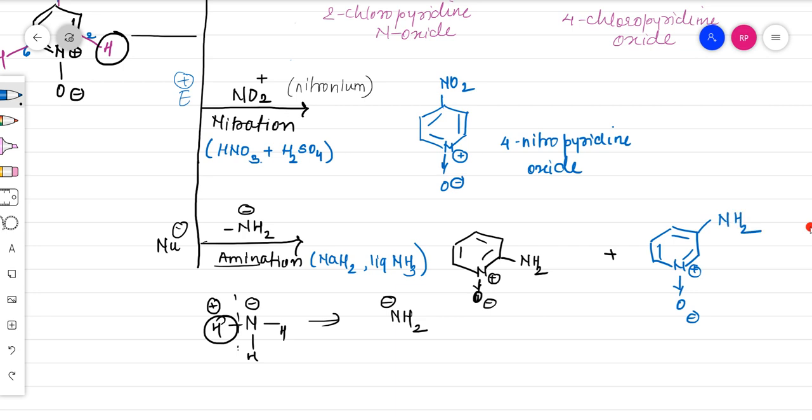So you basically get a mixture of 2-aminopyridine N-oxide. Unlike the fourth position, here the substitution is taking place at the 3 position. So again you get a mixture of these compounds. Fine, and one more reaction.